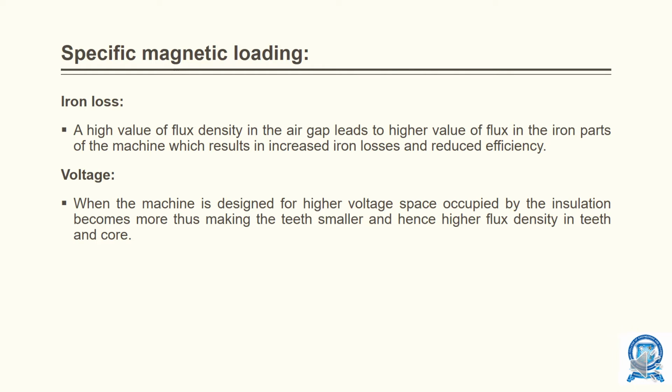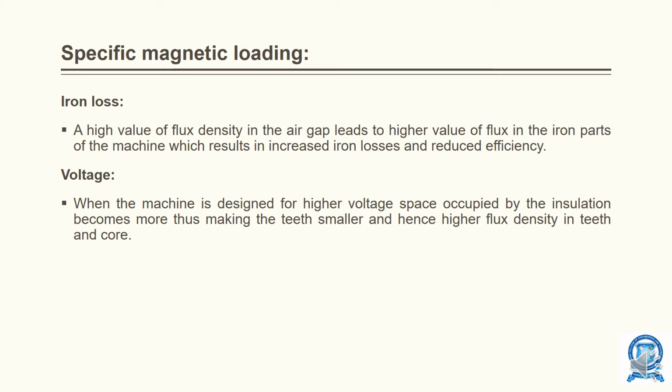Based on this, the D and L values vary, and again based on the D and L values the size of machine varies. So they are directly proportional, they are dependent on each other. So while choosing a specific magnetic or specific electric loading, certain things need to be considered. First, let us see the specific magnetic loading.